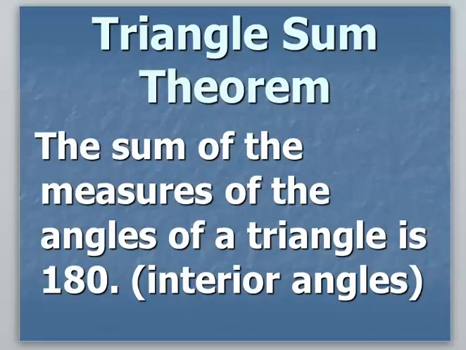We have Theorem 4.1 is called the triangle sum theorem. This states that the sum of the measures of the angles of a triangle is 180 degrees. And this is talking about the interior angles. Inside of a triangle, those are always going to add up to 180 degrees.